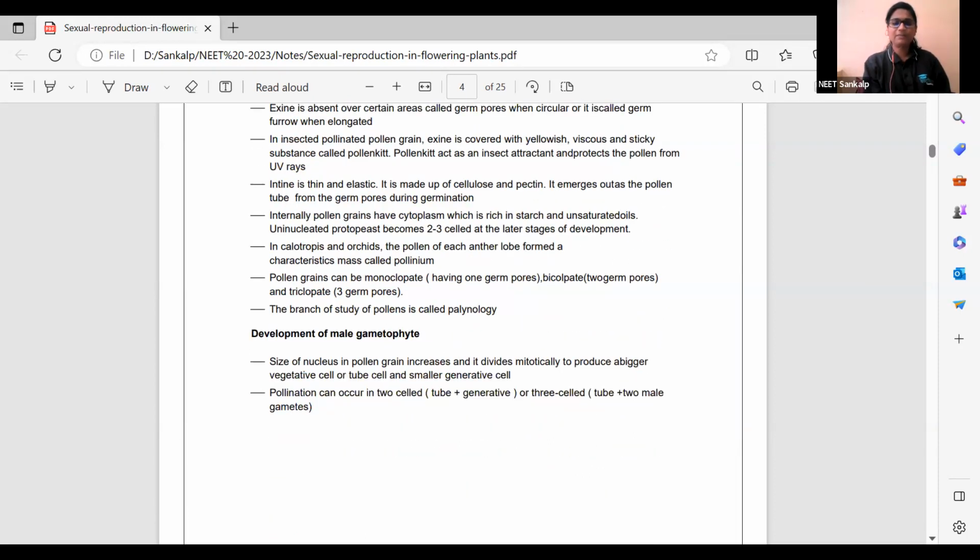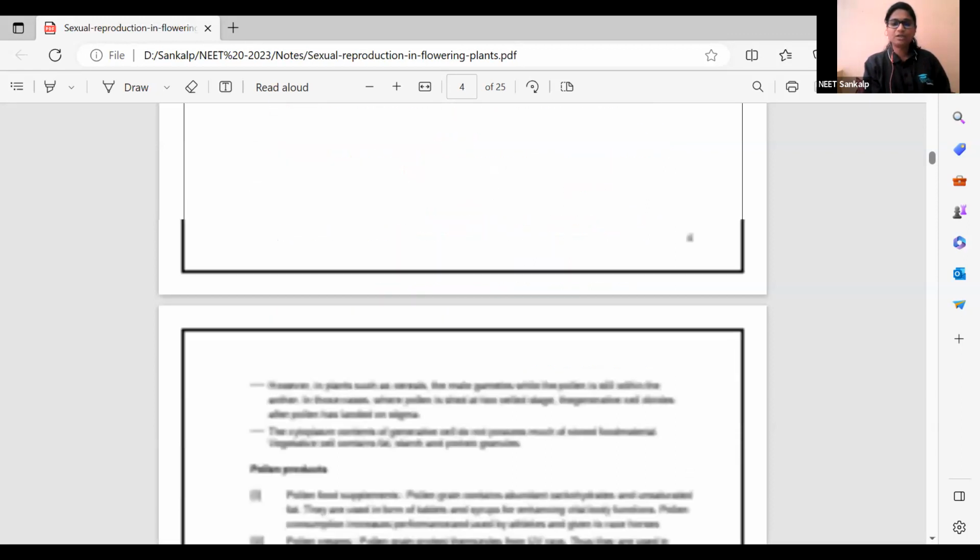Next, development of male gametophyte. The nucleus in the pollen grain increases in size and divides mitotically to produce a bigger vegetative or tube cell, and a smaller generative cell. Pollination can occur at the 2-celled stage, when the tube cell and generative cell have formed. Otherwise, the generative cell will form two haploid male gametes. That time it will become 3-celled, and pollination can occur at that time too.